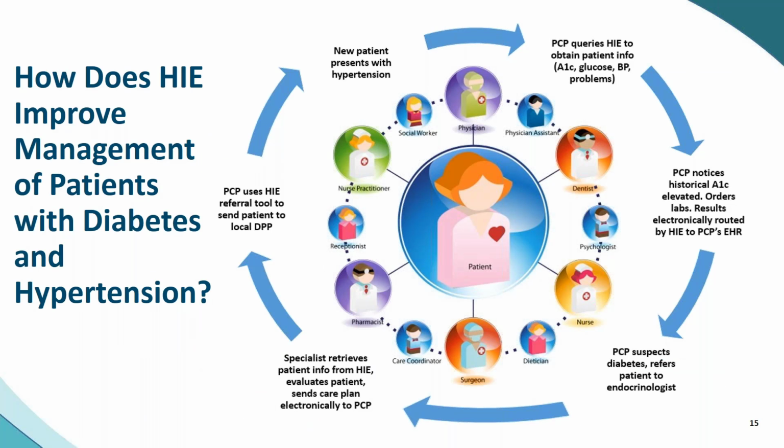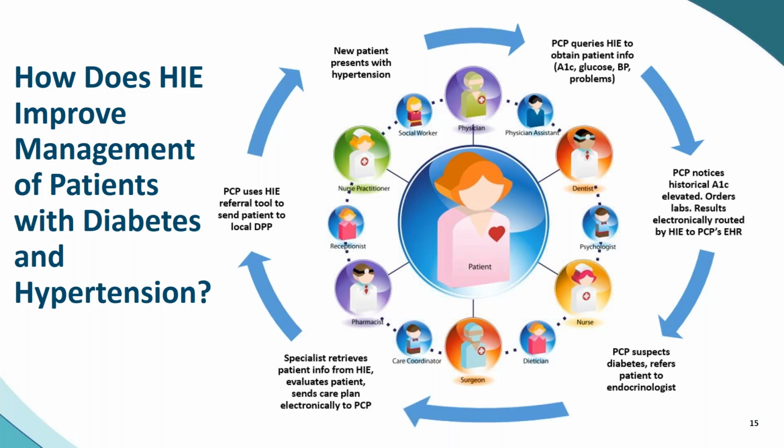So let's look at a real specific use case for a patient with diabetes and hypertension and how the HIE can supplement the care of that patient. We're going to start here in the upper left-hand corner where it says we have a new patient. They present to a provider. That patient says, hey, I've got hypertension. So the physician can log on to the community health record, query the HIE, say, okay, I have Bob Smith here in front of me. I want to see Bob Smith's information. So he reviews the A1C, the glucose, the BP problems, past notes, and whatnot.